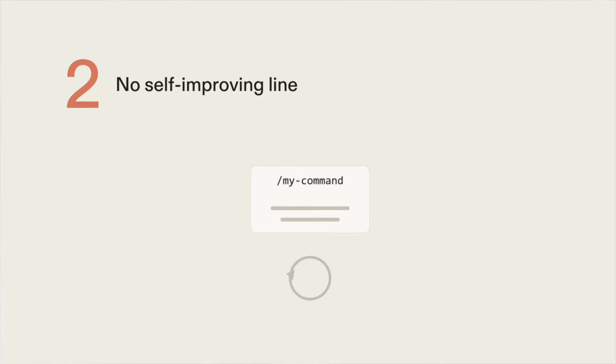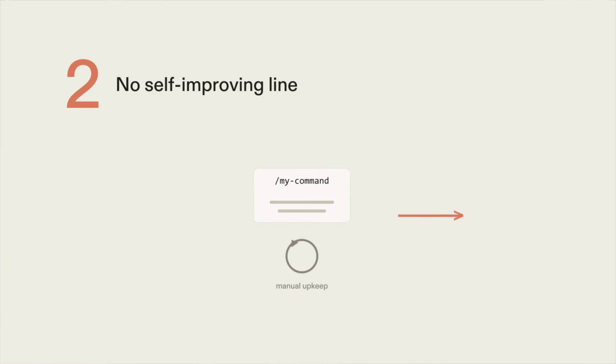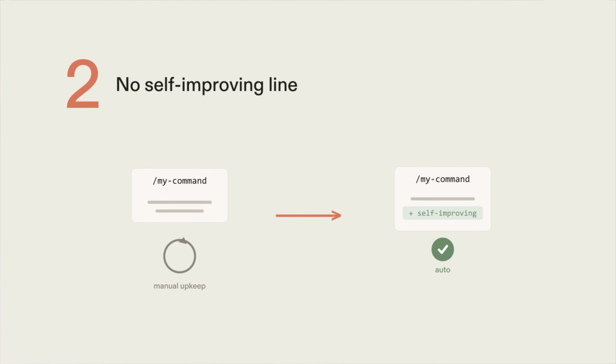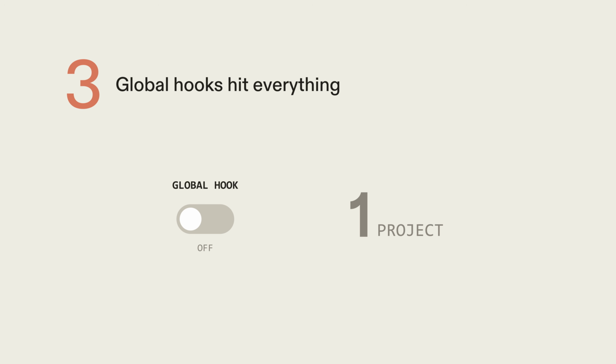Now, the second common mistake is having commands and skills without a self-improving line. So make sure that you add it to everything you write so you don't have to worry about the maintenance piece. And lastly, the third common mistake is forgetting that hooks in the global settings apply across every single project. So make sure you test them before you rely on them.